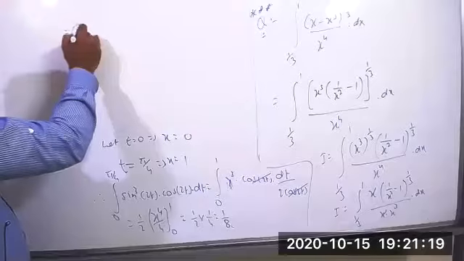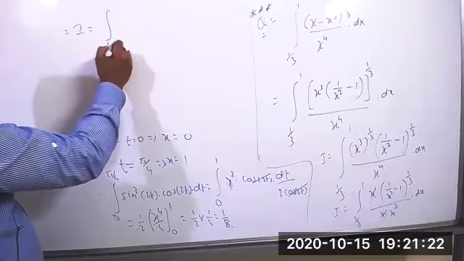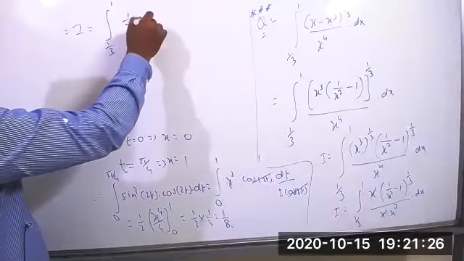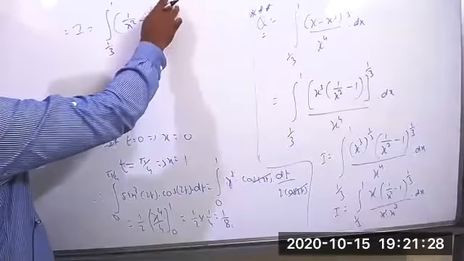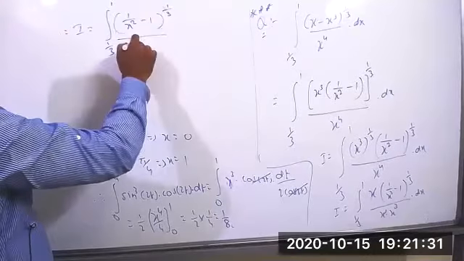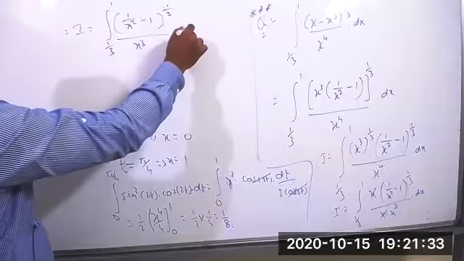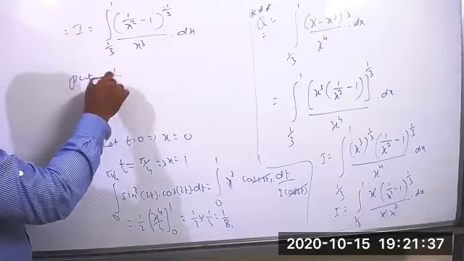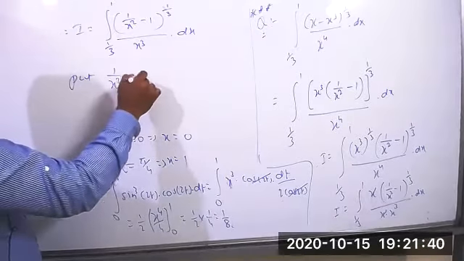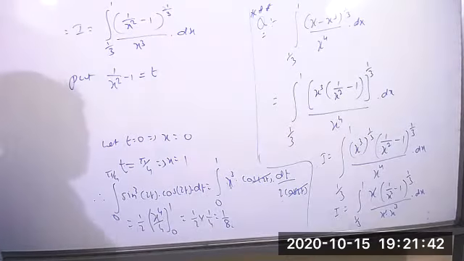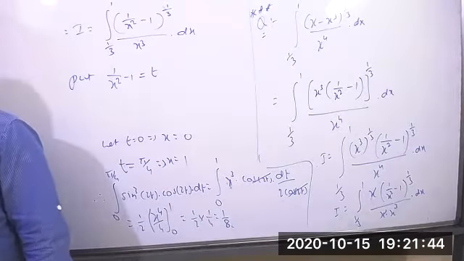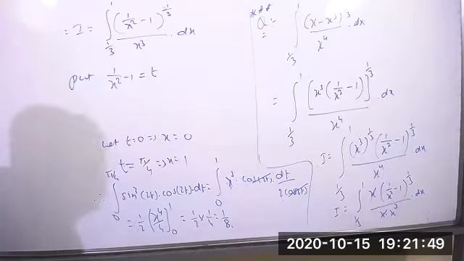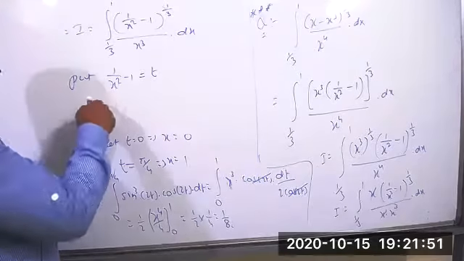So therefore the value of I equals the integration from 1/3 to 1 of (1/x square minus 1) whole power 1/3 by x cube into dx. Now you can take substitution. So put 1/x square minus 1 equal to t. Now you can differentiate the value. Differentiate now. The differentiation of 1 by x square equals what do you get?